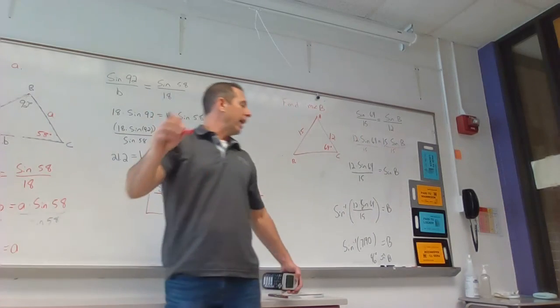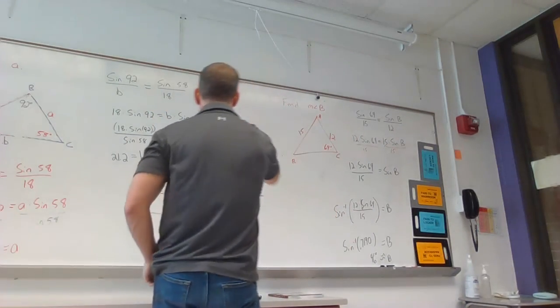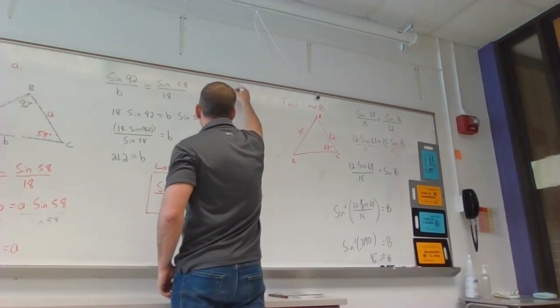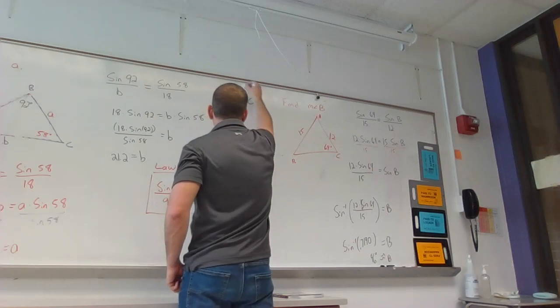All right, you guys are going to do 3 practice problems. You're going to find all missing sides and missing angles in your packet. It's page 15. You're doing example 1, A through C.